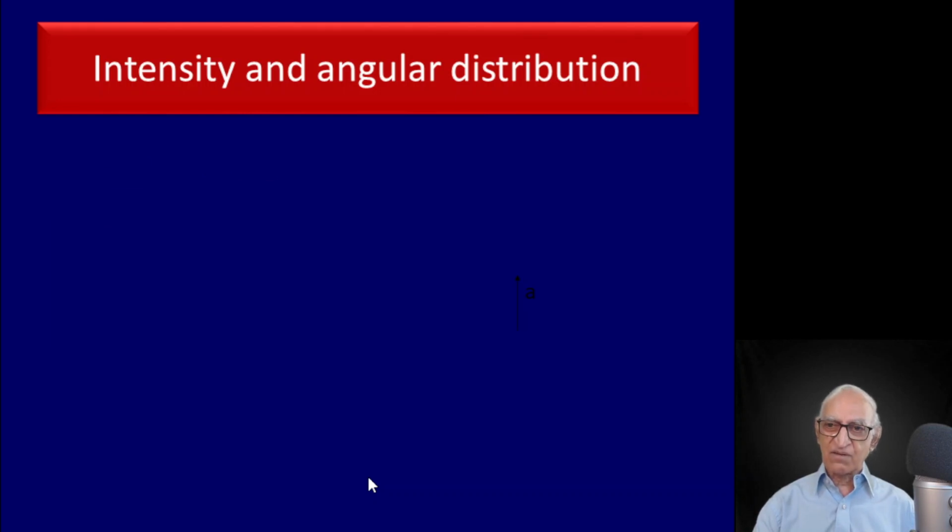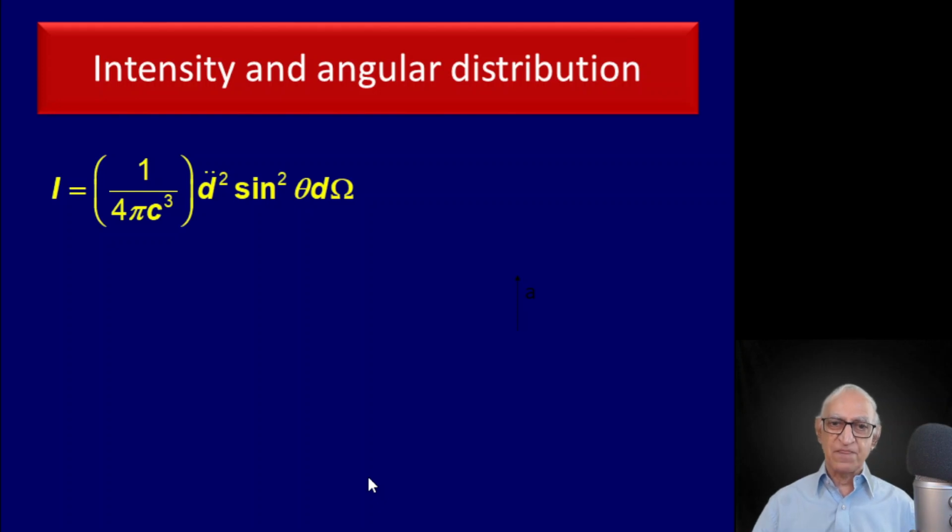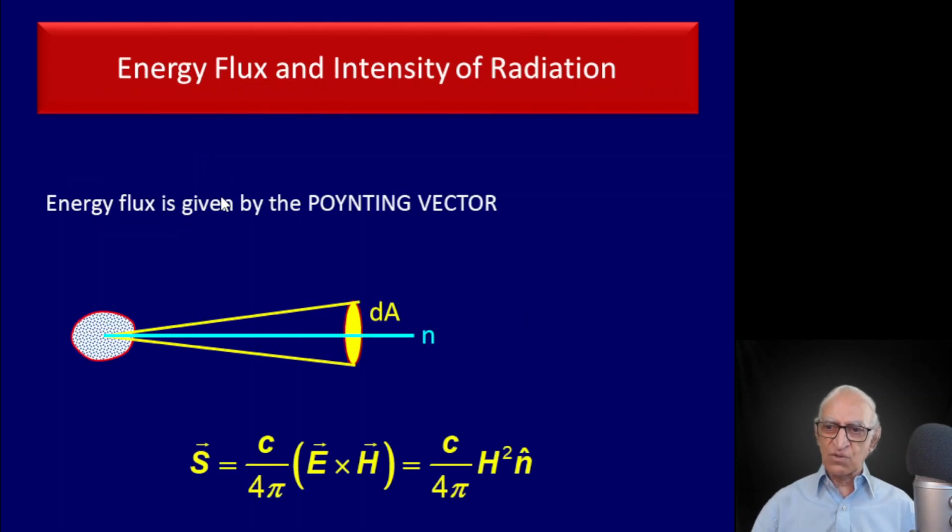Therefore, we can now go ahead and calculate the specific intensity. The specific intensity, if you do the calculation, which I am not doing right now, is given by this very simple formula: 1 over 4 pi c cubed multiplied by the second time derivative whole squared. Why is it whole squared?